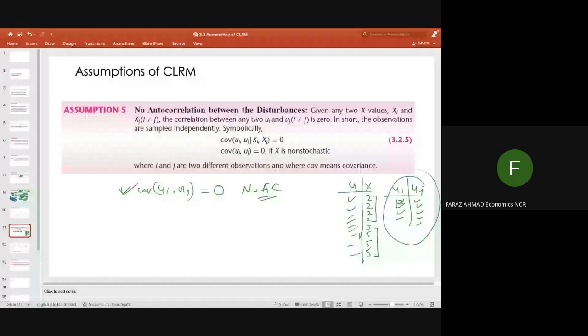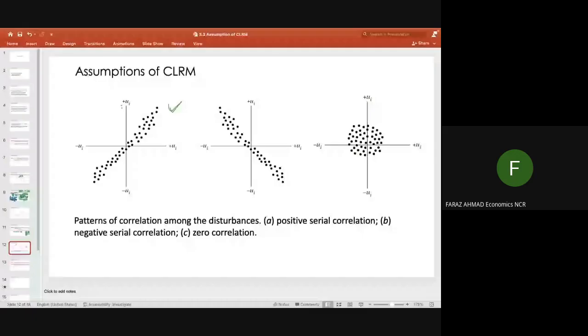So I explained last time also using this graph. This is positive autocorrelation. There is some printing mistake here. It is in the book also. Please correct it. We have to have a UI and a UJ according to the notation, right? So it should be J.